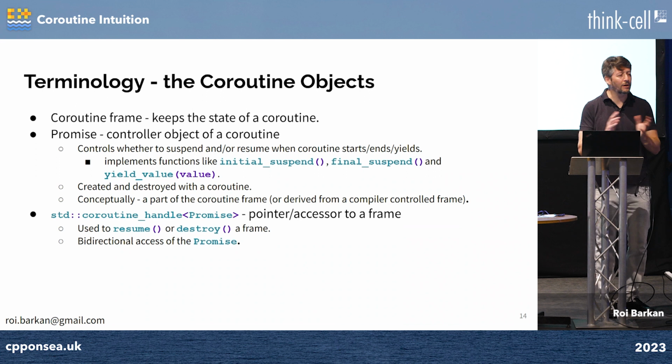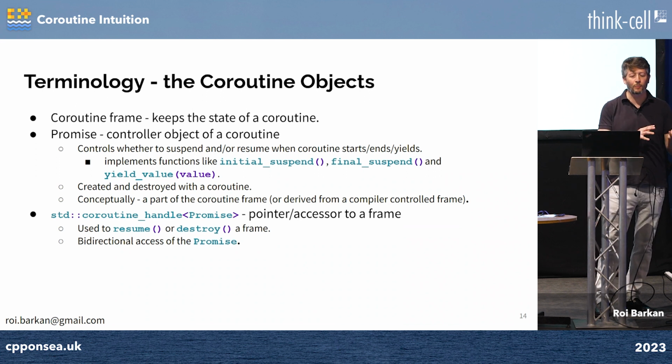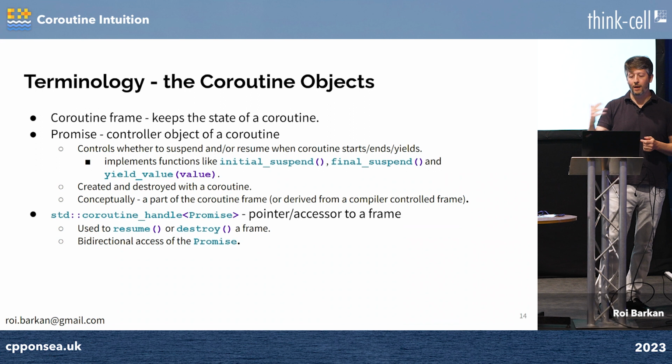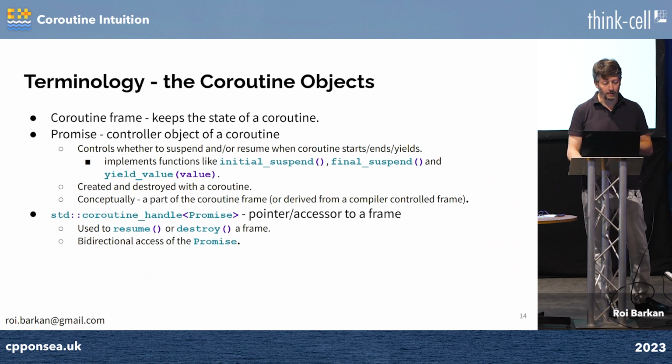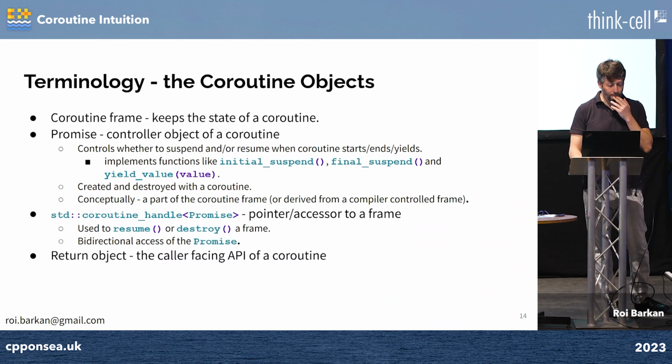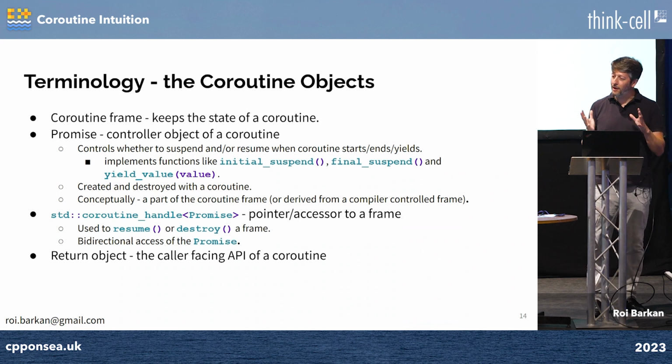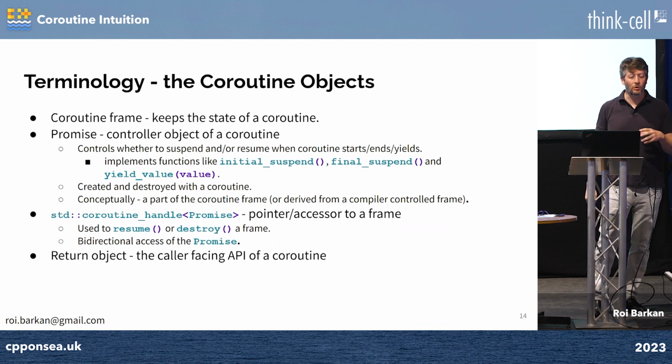And there's a bidirectional access capability from the promise to the handle and the other way around. So if I have a handle, I can very easily get a reference to the promise. And if I have a promise, I can very easily get a handle to the coroutine itself. And then the last notion of just understanding this entire system is what's known as the return object.